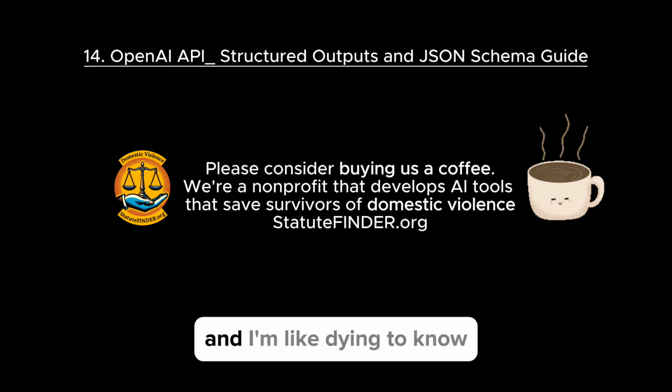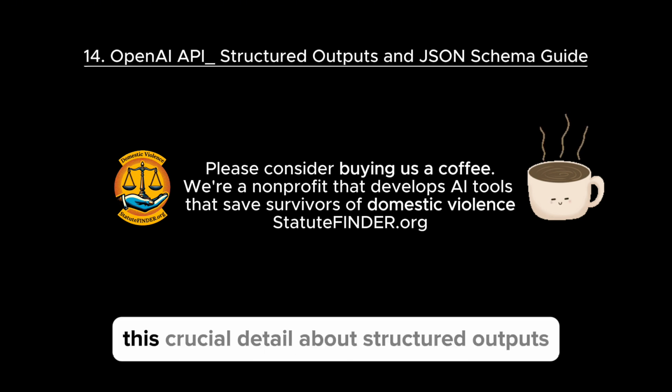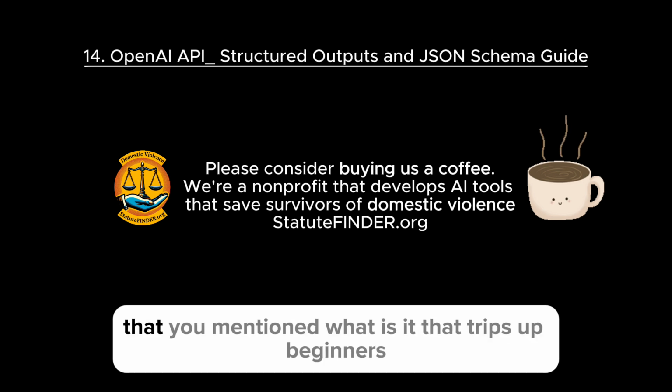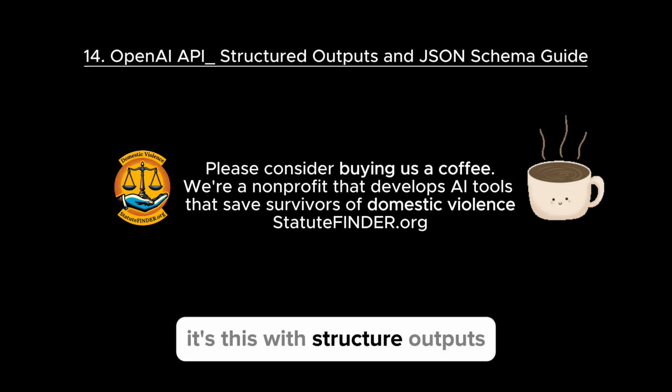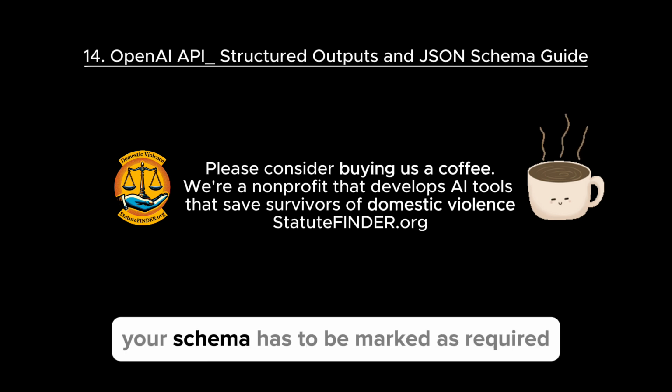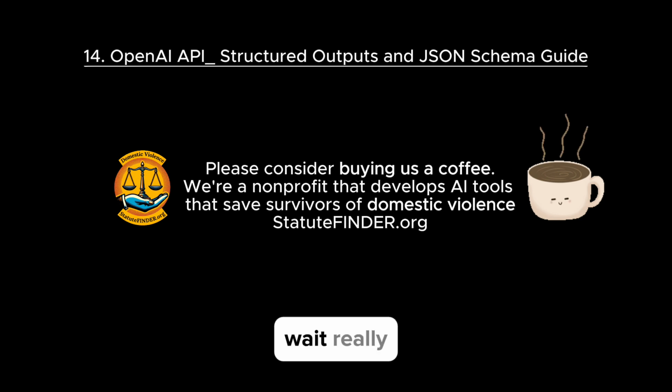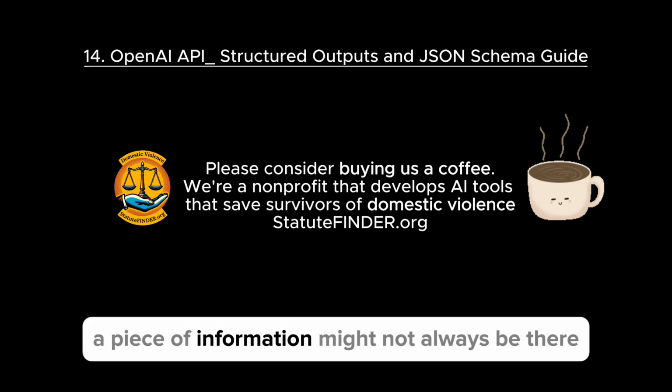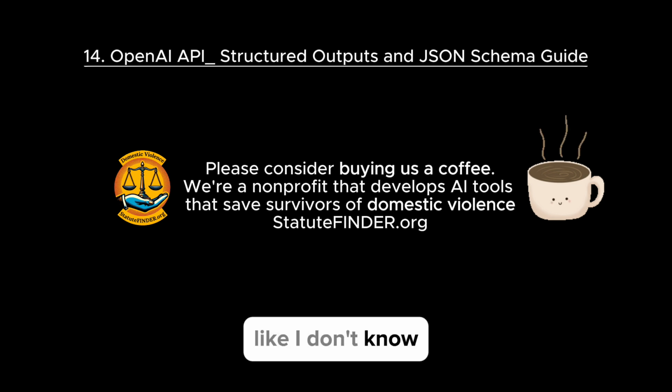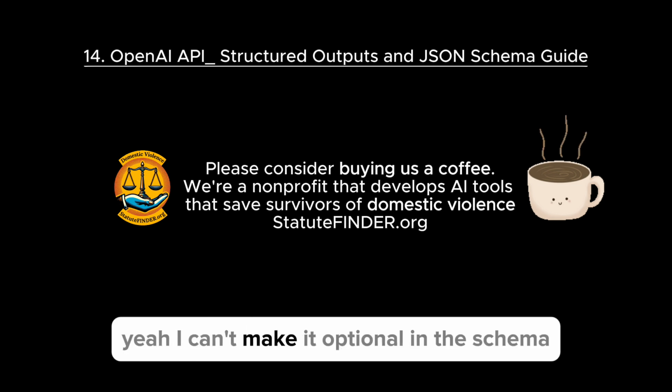Okay, we're back, and I'm dying to know this crucial detail about structured outputs that you mentioned. What is it that trips up beginners? It's this. With structured outputs, every single field in your schema has to be marked as required. Wait, really? So even if I think a piece of information might not always be there, like, I don't know, an optional email address, I can't make it optional in the schema.